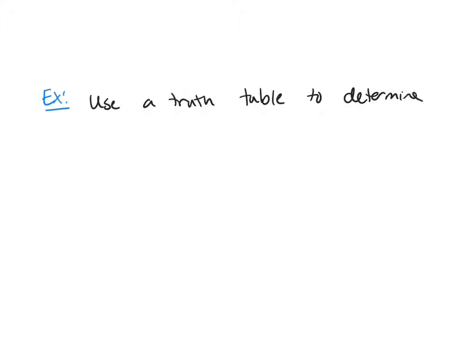Let's look at one more example involving arguments. So, for example, I want you to use a truth table to determine the validity of the following argument.